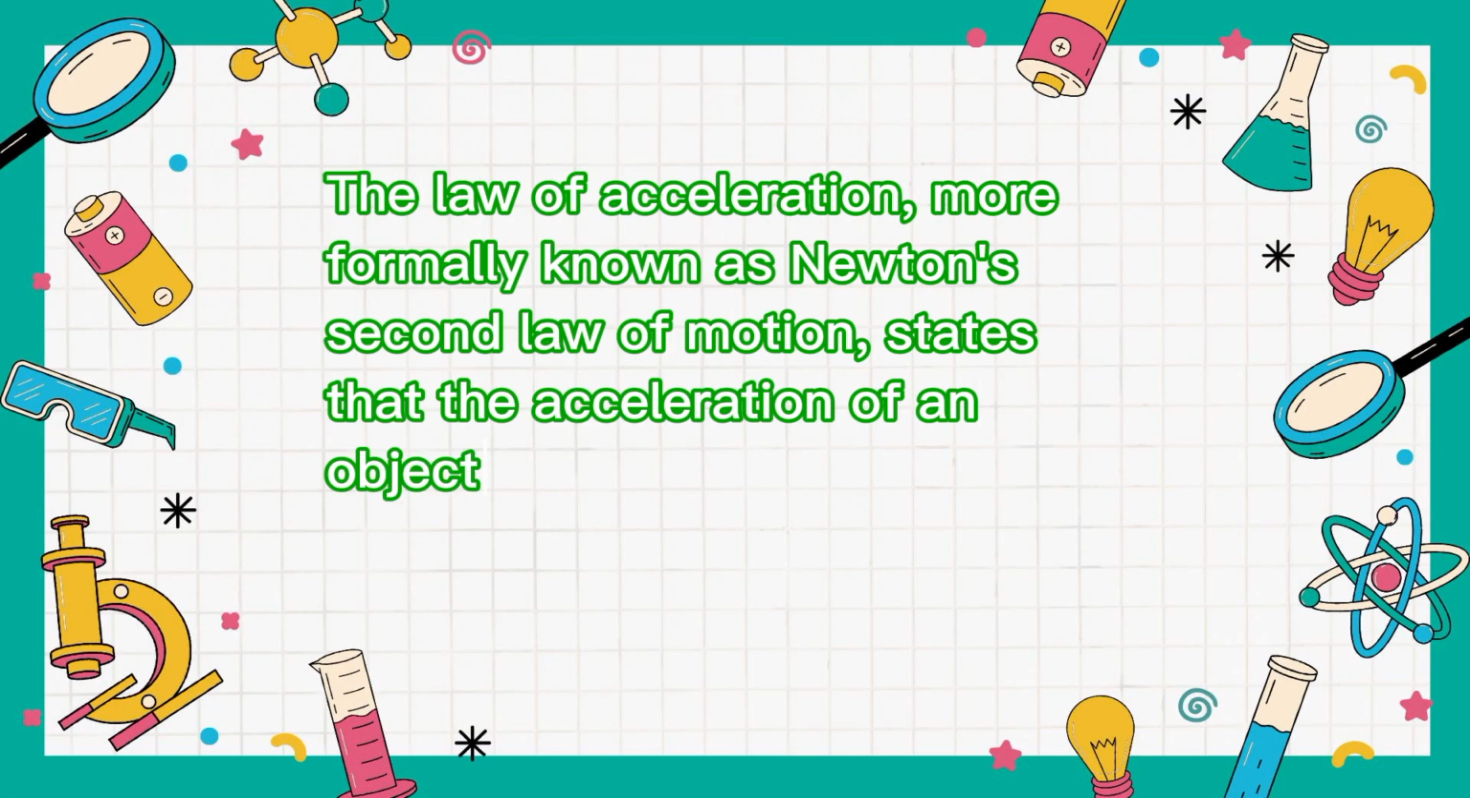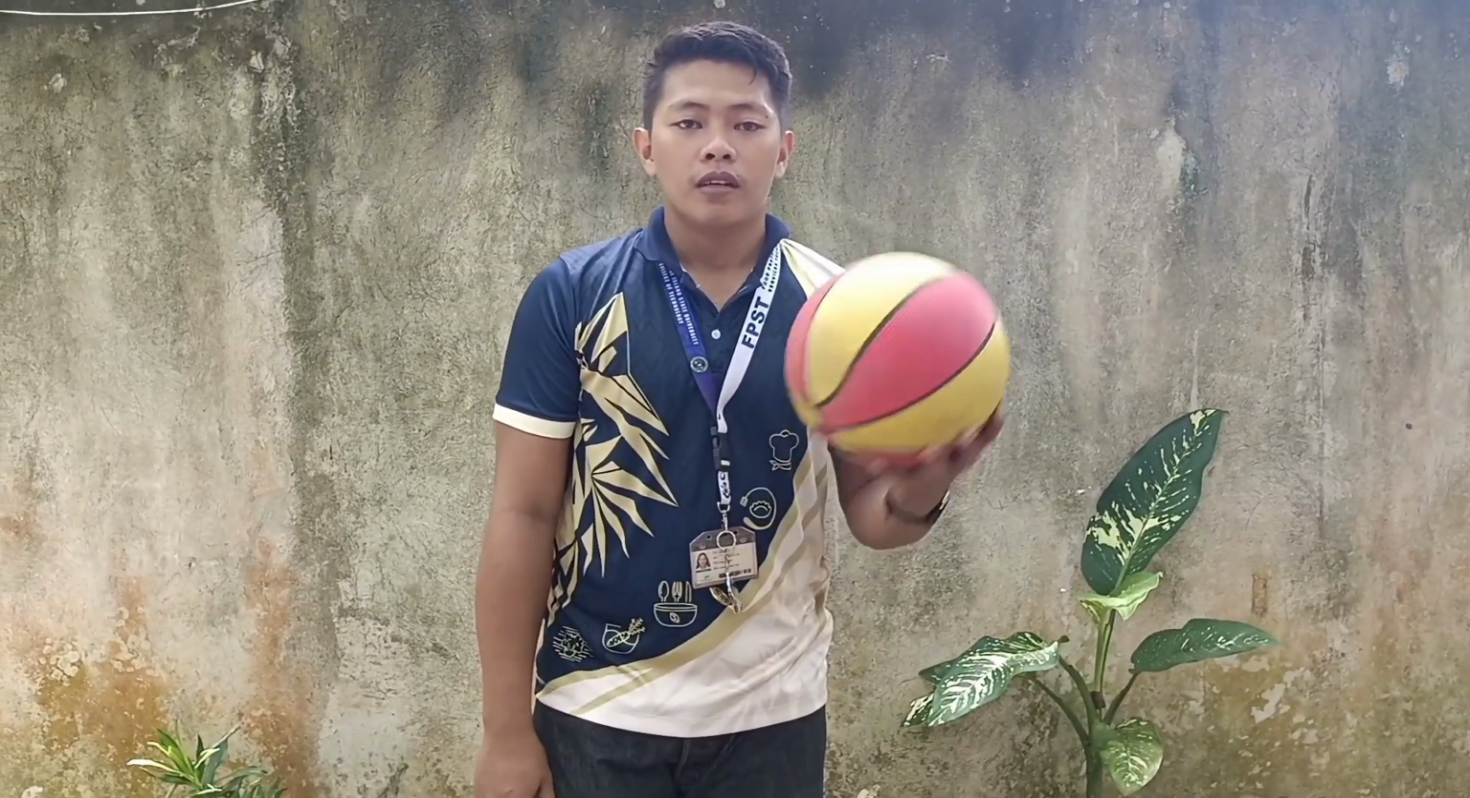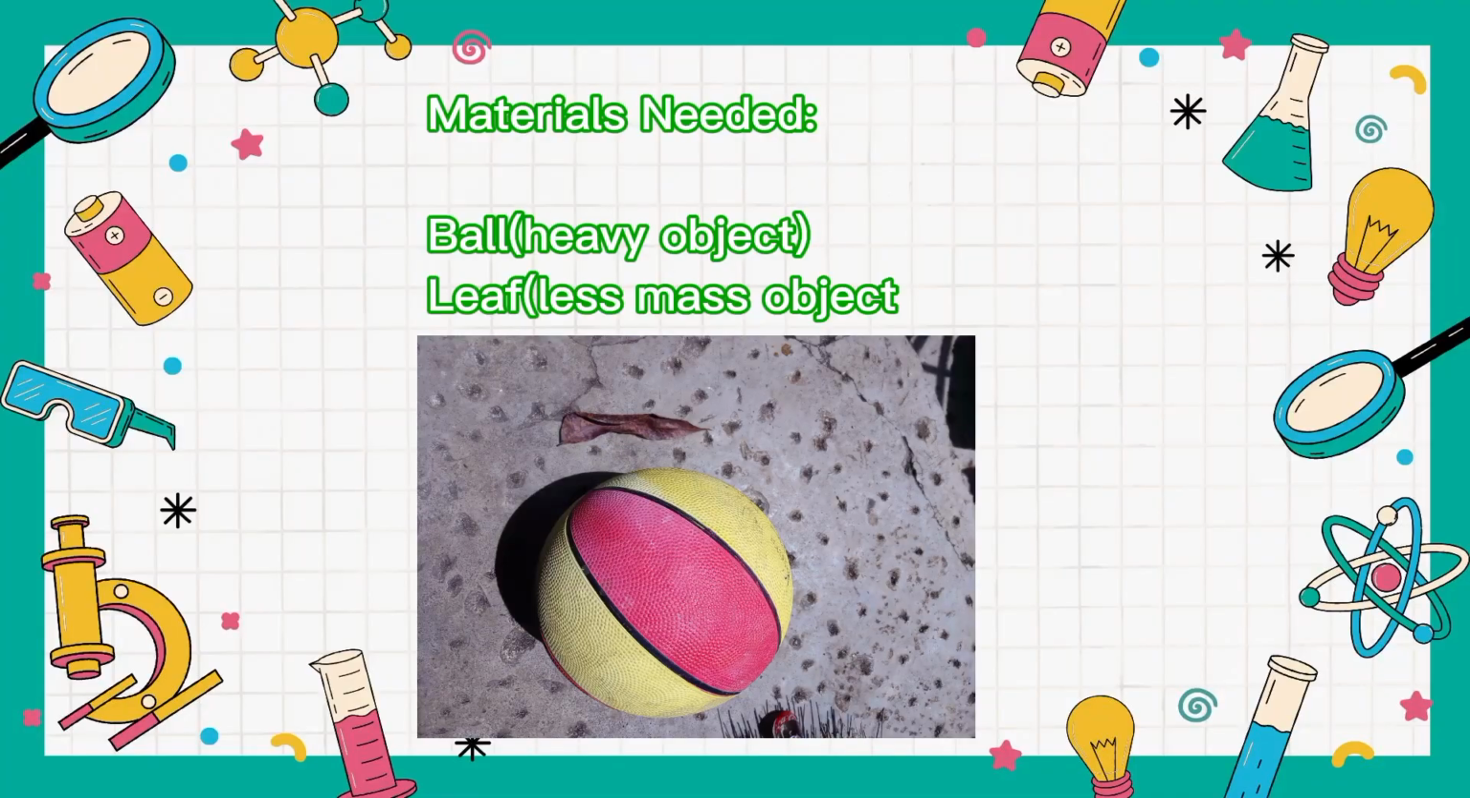The law of acceleration, more formally known as Newton's second law of motion, states that the acceleration of an object is directly proportional to the net force acting on it and inversely proportional to its mass. For this experiment, we need a ball and a leaf to show the law of acceleration.